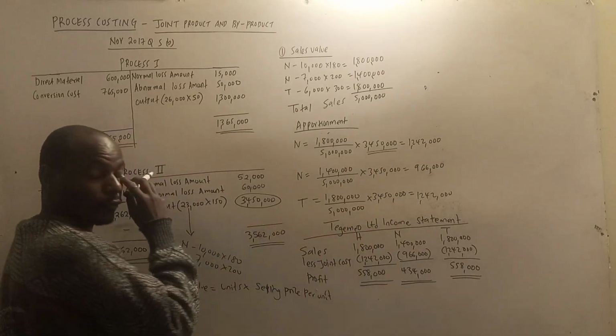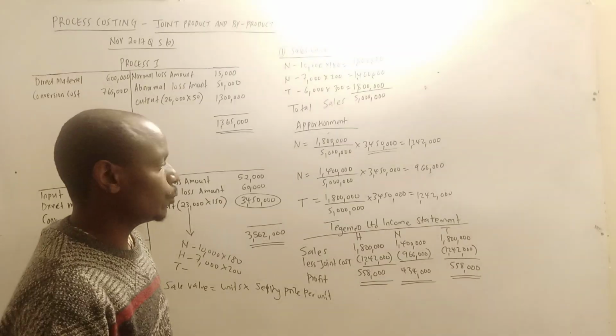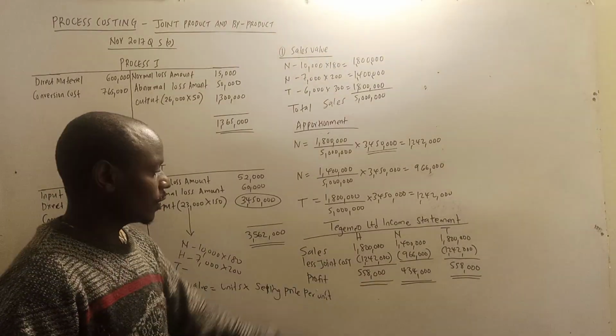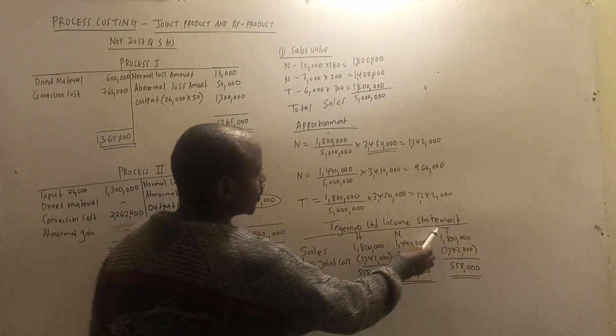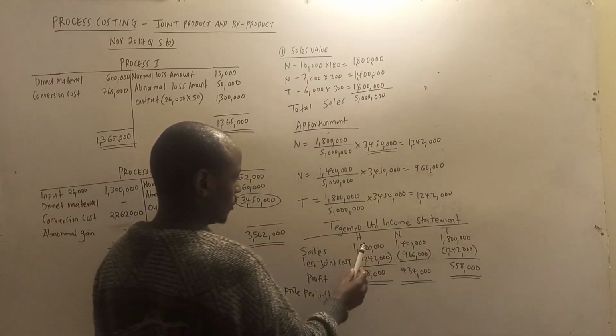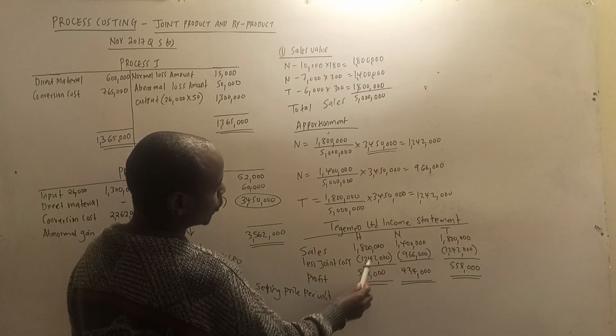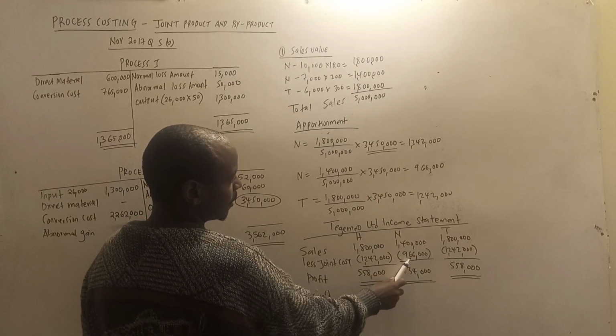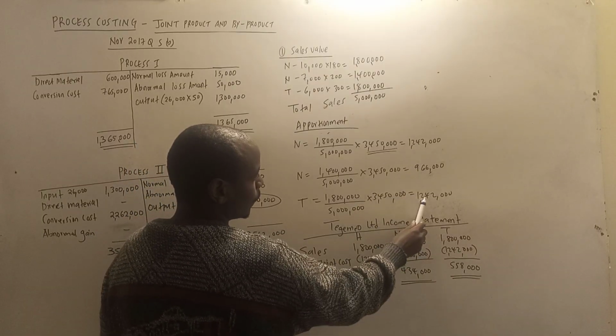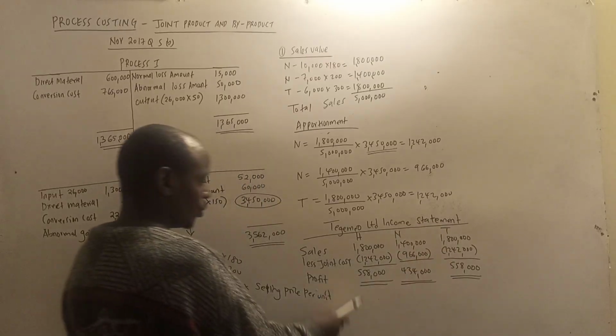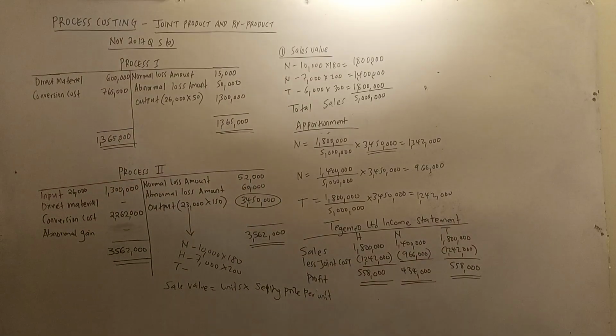Now, to come up with the income statement, you take sales minus cost. The sales we have for H, N, and T are 18, 14, 18. Then you less our joint cost: 14, 42; 966; then 1242. You get your profit. So that's how you do it for sets.